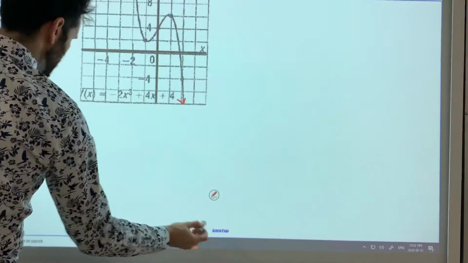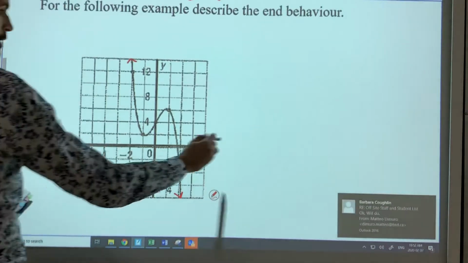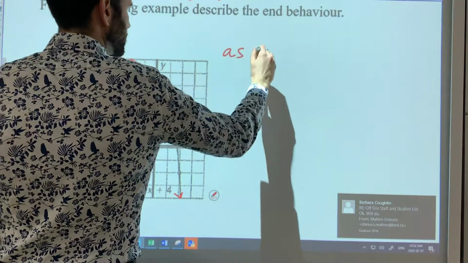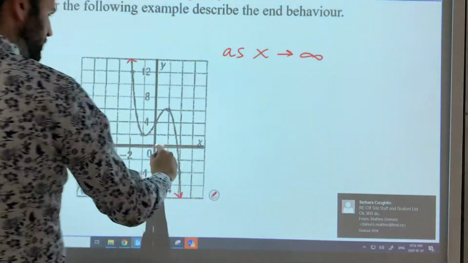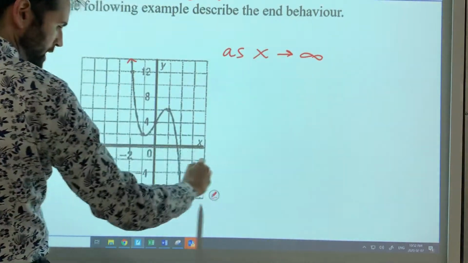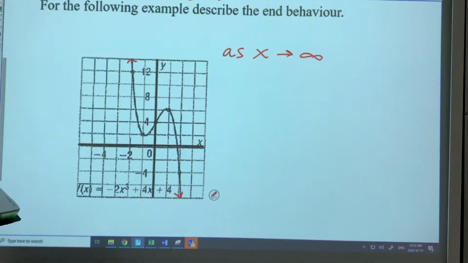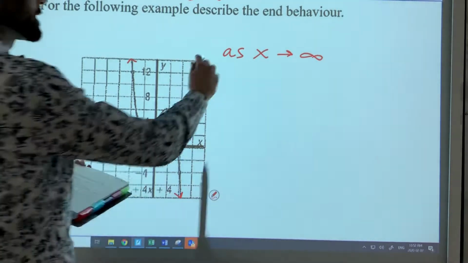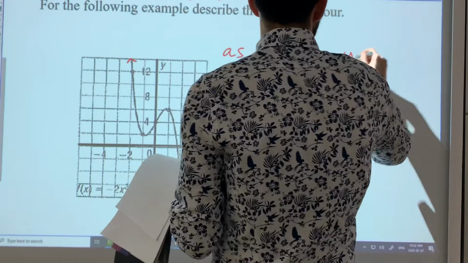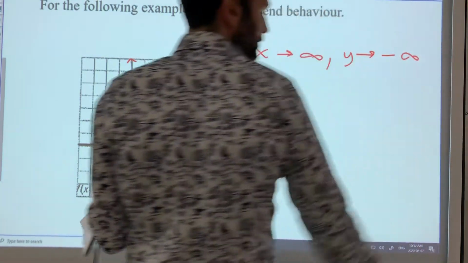This textbook doesn't have them, so it's just a quirk. But let's talk about the end behavior here really fast. So you can say as x approaches positive infinity. So basically, as we go more positive for x, what's happening to our y values? Getting bigger or smaller? Smaller. So you say as x goes to positive infinity, y gets smaller, it goes to negative infinity.